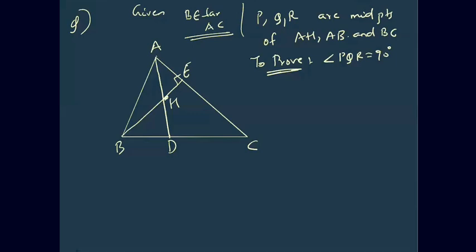Fine, so let us discuss this problem. It is given that P, Q, R are midpoints of AH, AB and BC. So the midpoint of AH is P, the midpoint of AB is Q, and the midpoint of BC is R. Fine, we need to prove that angle PQR is 90 degrees. So let us join QP and QR.